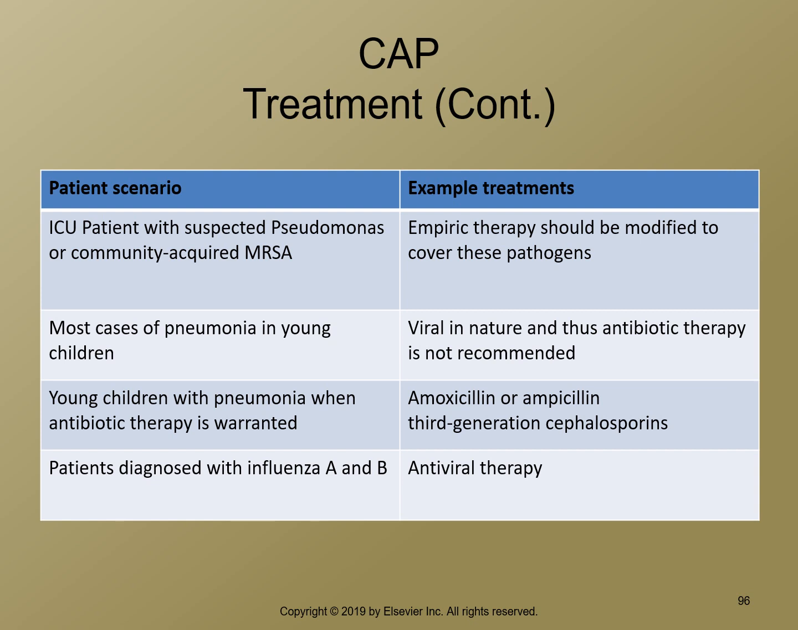With the second scenario, in which a young child is diagnosed with pneumonia, if the infection is viral in nature, no antibiotic therapy is recommended. Young children with pneumonia in which antibiotic therapy is warranted usually would be administered amoxicillin or ampicillin or third-generation cephalosporins. And then the last scenario, in which a patient is diagnosed with either influenza A or B, antiviral therapy should be started and no antimicrobial therapy unless the patient has a secondary bacterial infection.